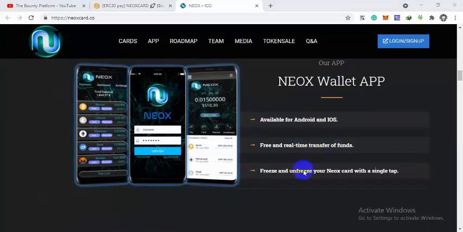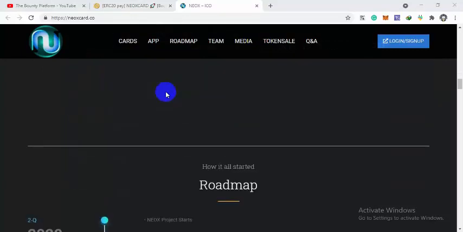So the NEOX wallet app, they also have a wallet app which is available for Android and iOS. Free and real time transfer of funds, freeze and unfreeze of the NEOX card with a single tap. So in the app you can simply tap and your card will be frozen, and a tap can unfreeze your card. So it is a very simple way. If your credit card is stolen, you can simply freeze it.